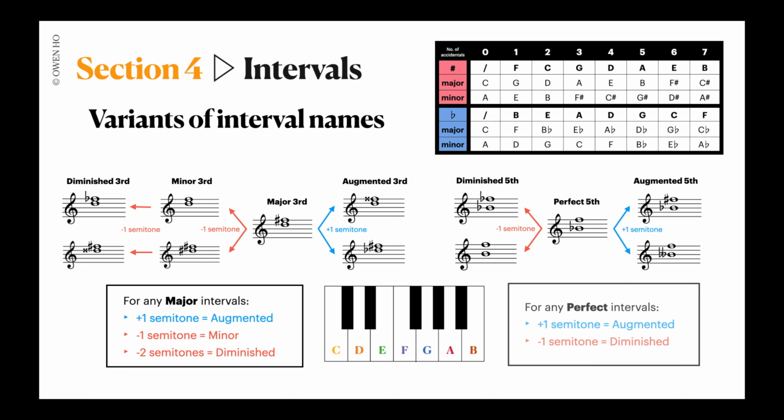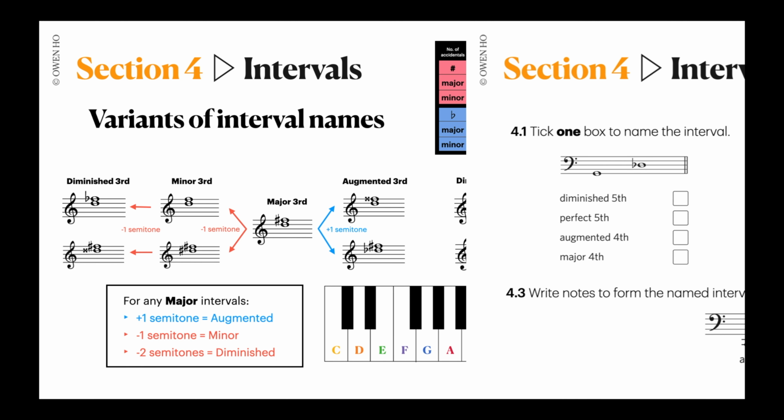In summary, for any perfect intervals, such as the fifth in this case, and the fourth and octave intervals, which are also perfect, we follow essentially the same naming system, except that we no longer have the minor interval, as in the examples of the major intervals. In other words, whenever the distance between a perfect interval is reduced by one semitone, we immediately call it a diminished interval already. We don't call it a minor.